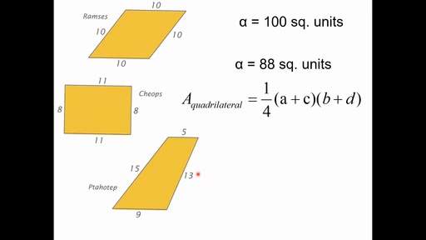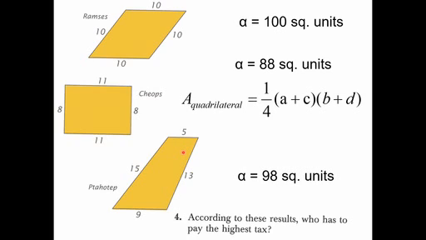Ptahhotep down here. Let's see, we've got 14 and we have 28. Well, 1/4 of 28 is 7. 7 times 14 comes out to 98. So according to the results, who has to pay the highest tax? And it seems pretty clear that it would be Ramses with 100 square units.